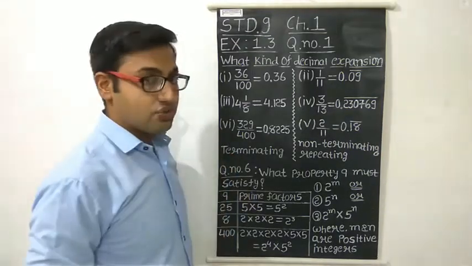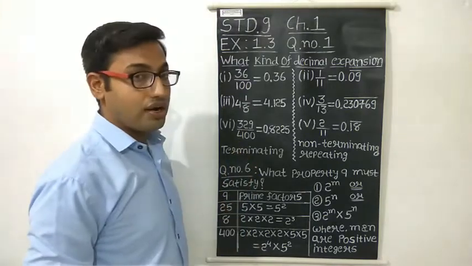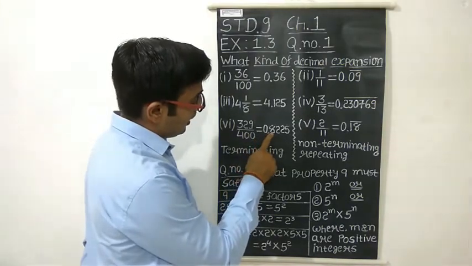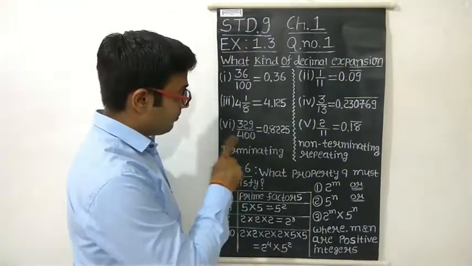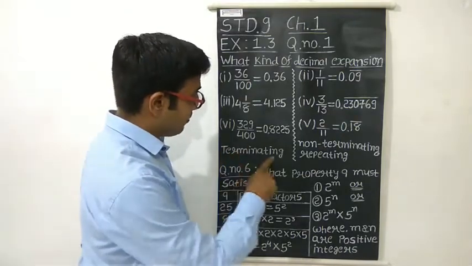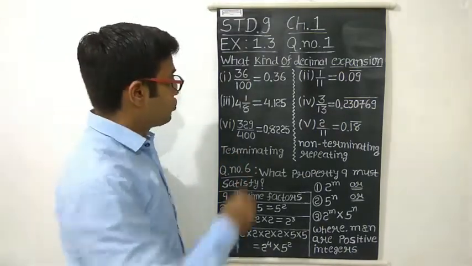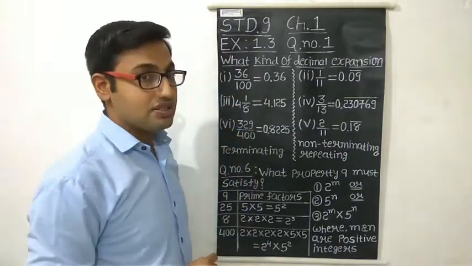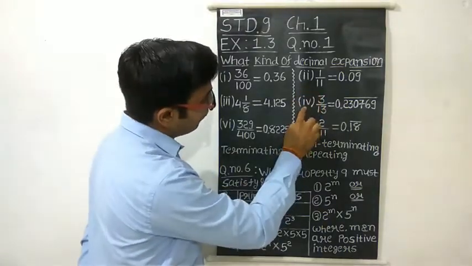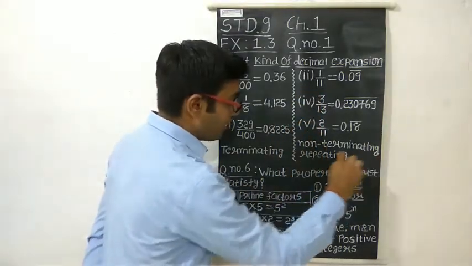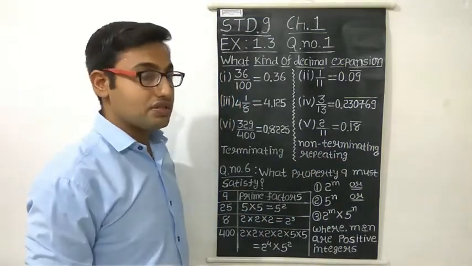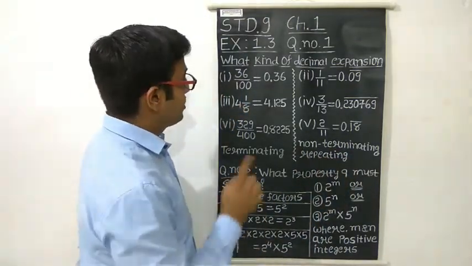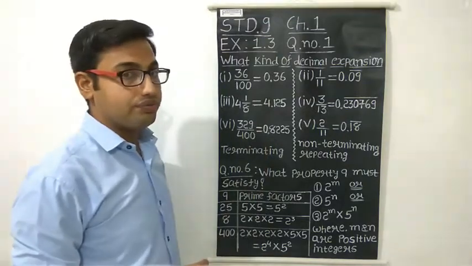And the sixth one, the last one, is 329 upon 400. So by dividing 329 by 400, we will get the answer 0.8225. Here the remainder becomes 0. That is why it has a terminating decimal expansion. So the first one, third one and sixth one have terminating decimal expansions, and the second one, fourth one and fifth one have non-terminating repeating decimal expansions. We can also say non-terminating recurring, right? So this is the answer of question number 1.